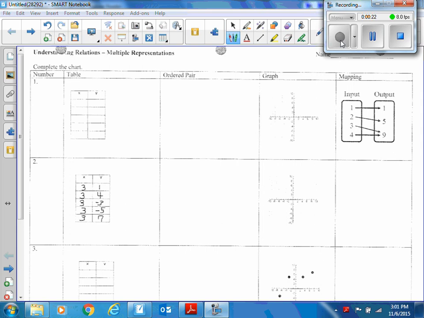So if we look at example number 1, we have the input and output. Essentially, the input is going to be our x's and the output is going to be our y's. And this mapping shows the input and the arrows are directing what output that input is essentially connected to. So what I would do first is go from mapping to an ordered pair.